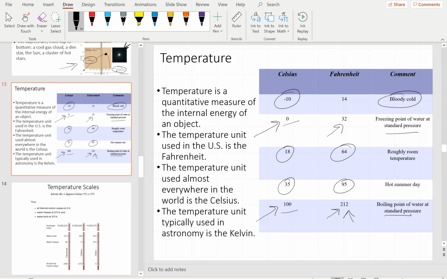The most commonly used temperature measurement in astronomy is actually the Kelvin. The Kelvin unit is exactly the same as the Celsius unit, except moved toward the higher end of the range by about 273 degrees. And the reason is because 0 degrees Kelvin is defined to be the lowest possible temperature, in principle at least, that anything can have.